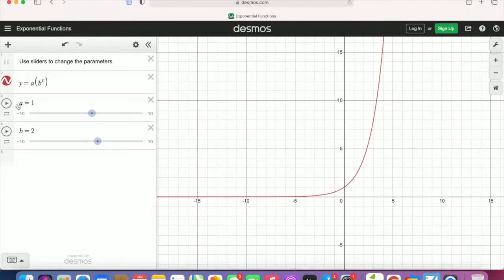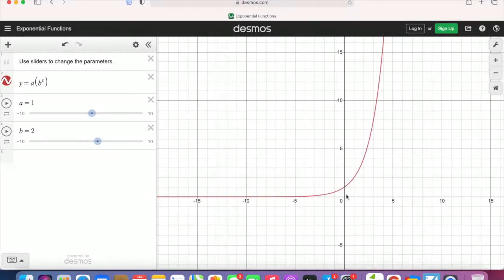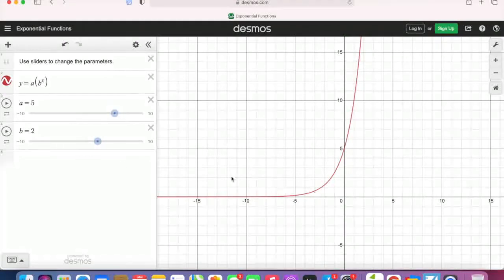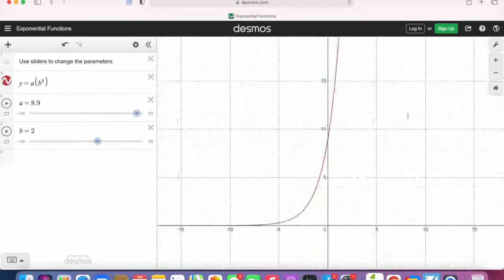Didn't we say that was our y-intercept? Well, does that hold true? Is that where that crosses the y-axis? And yes, it is. Okay, I'm going to leave B 2. I'm going to increase A. Let's make A 5. So now A is 5. Is A, or the y-intercept, 5 in that case? Yes, it is. And you see, as A gets larger and larger, this thing goes up toward infinity more quickly.